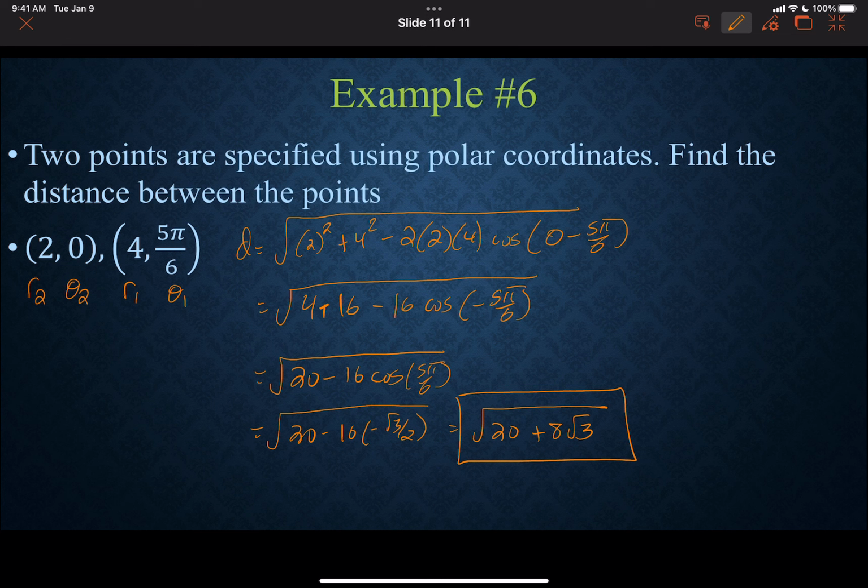All right, so that's our polar plotting information, which we're going to use now in the next section, 10.4, when it comes to the idea of graphing these polar functions. So I'll see everyone next time for that particular video.